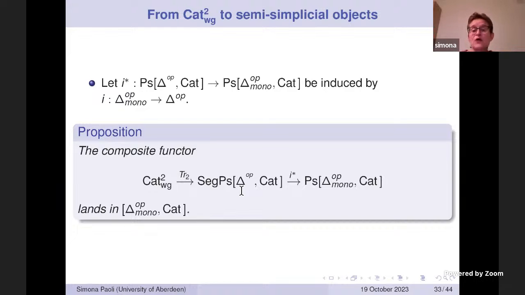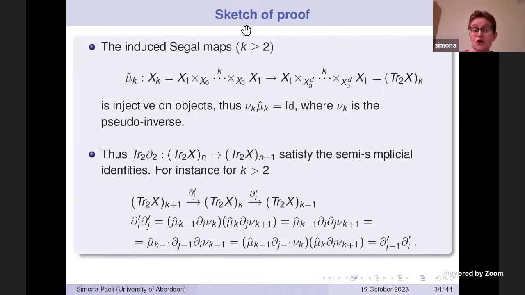How do you prove it? Well, what is a functor from delta mono up into cat? It's a semi-simplicial object, right? So the face relations have to be satisfied strictly. Can we prove it? Well, then you have to really look at the definition of this map, which I said I didn't give you precisely, but you define this map from the induced Segal maps and their pseudo inverses, and then you prove that the semi-simplicial identities hold. This is a consequence of the fact that these induced Segal maps are injective on objects. So when you compose with the pseudo inverse, you find the identity.